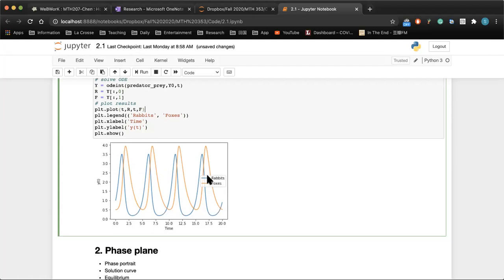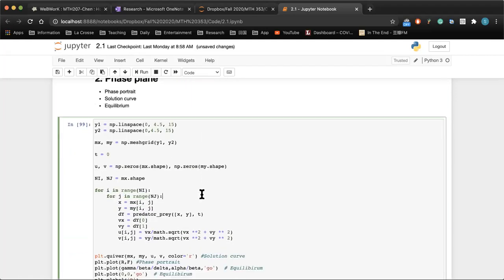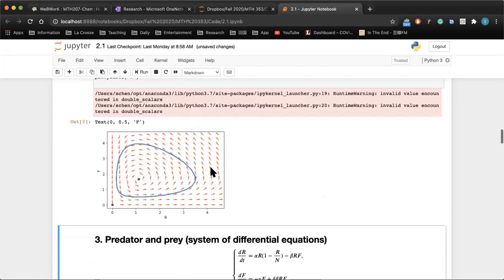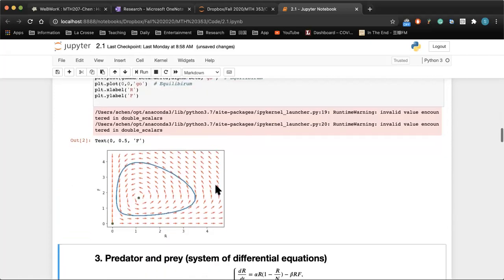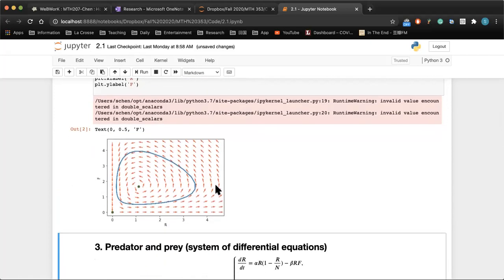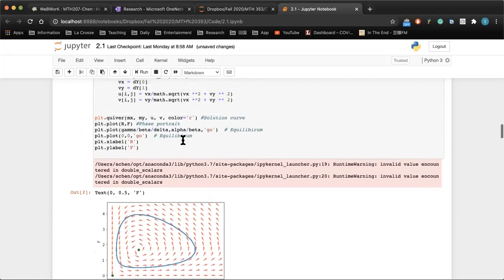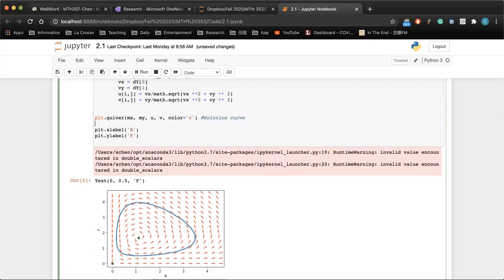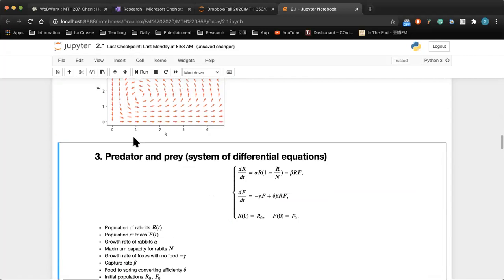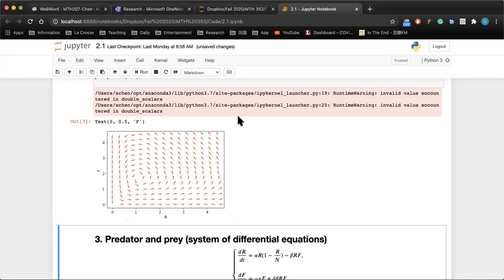That's once we solve it. But now, if we try to plot the direction field we just did, the red things are the direction field. Let me just put it there by commenting out this and that. Okay. Sounds good? You can easily draw this.